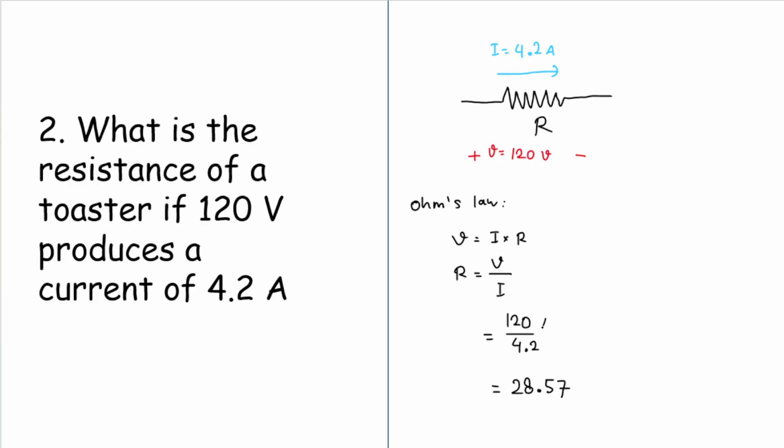Because this one is in ampere, and this one, no, this one is in volt. Okay, this one will be in volt, and this one, 4.2, is in ampere. Volt divided by ampere is just ohm. And I think that's all. The resistance of the toaster here is 28.57 ohm. And I think that's all for this problem.